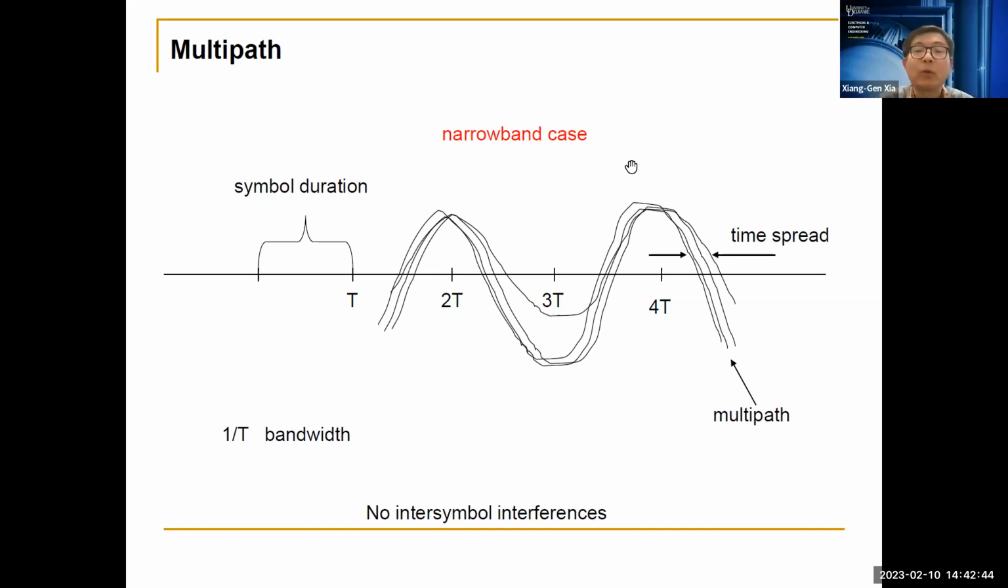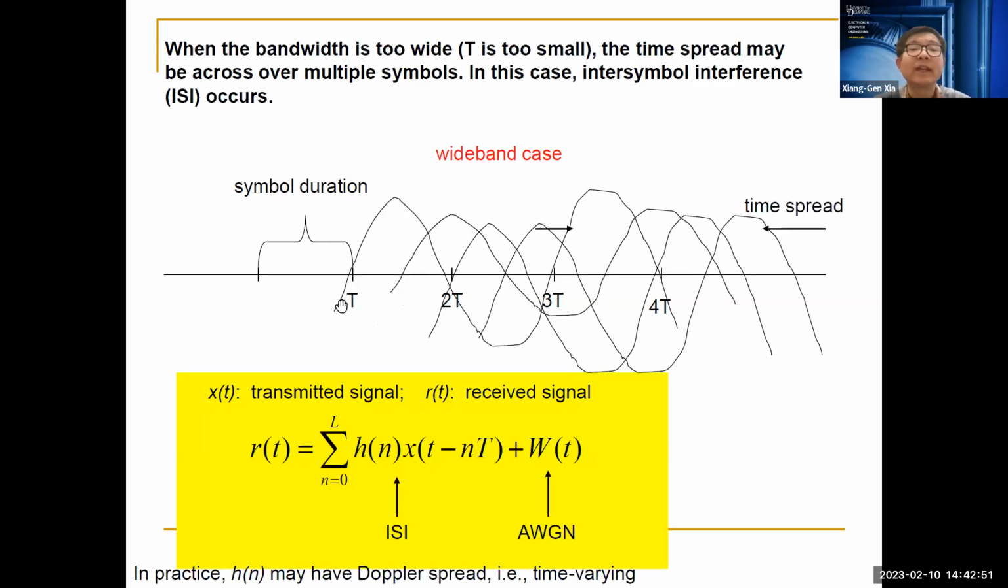On the other hand, in the wideband case, one over T is large. In other words, capital T is very small, so all the multipaths are stretched out, and different symbols will interfere with each other. So you get intersymbol interference in the wideband case. This is called time spread, and you get a wide time spread which covers multiple symbols.